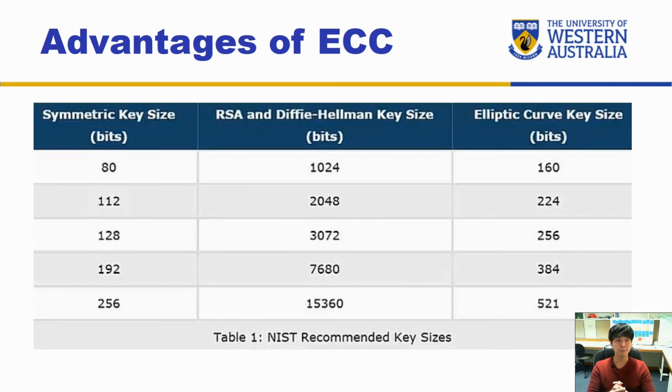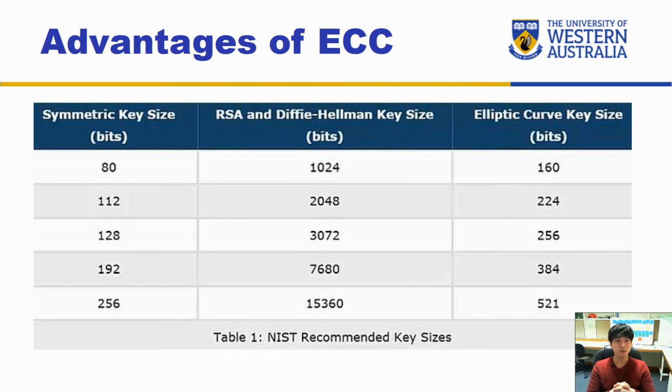For instance, if the symmetric key size is 80 bits, the RSA and Diffie-Hellman key size has to be 1024 bits to provide that. Okay, while elliptic curve key size can only be 160 bits, which will provide you the equivalent security. Okay, so this table has been generated by NIST, and as you can see, the number of bits you need for ECC is much smaller than the number of bits you need when using RSA and Diffie-Hellman to achieve the symmetric key size on the left-hand side.